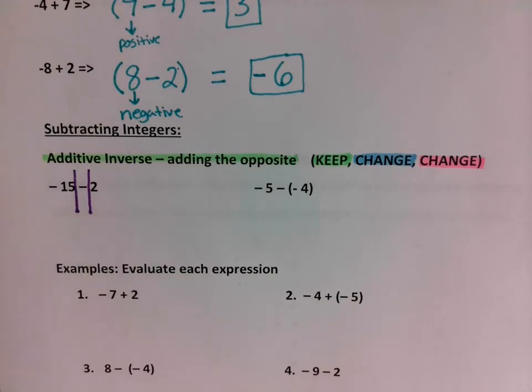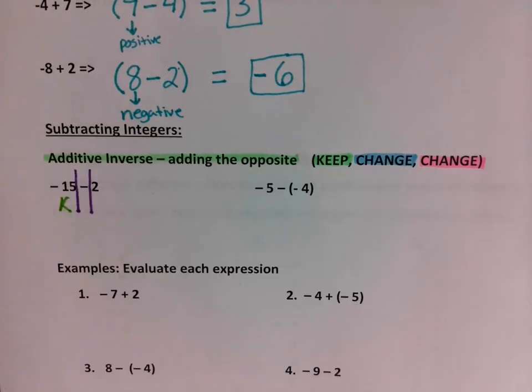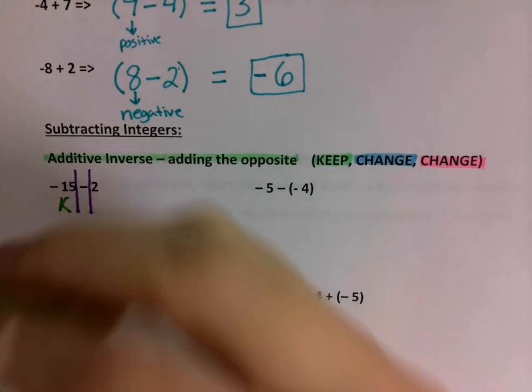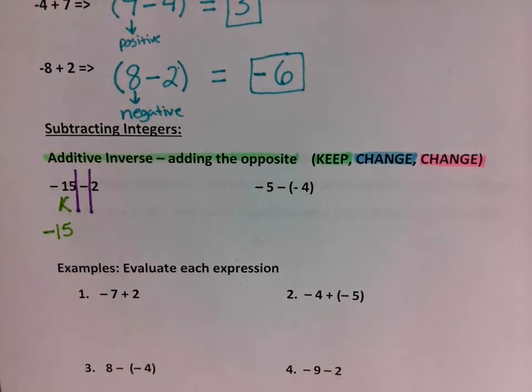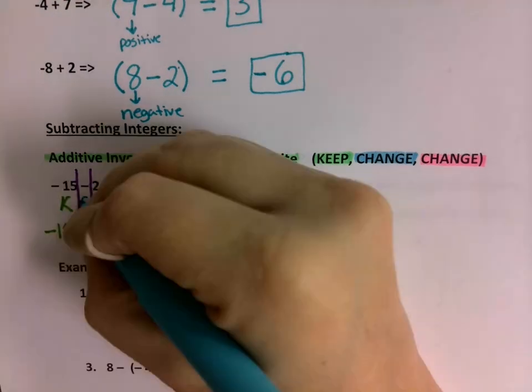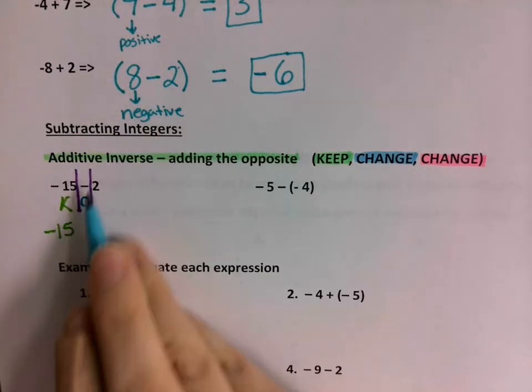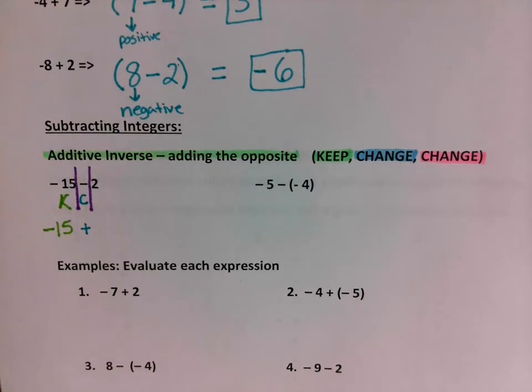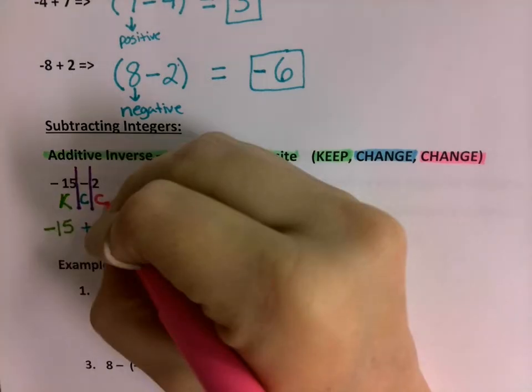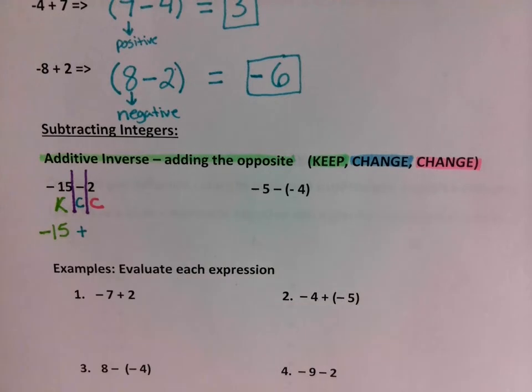So again, my first rule is to keep. I'm going to just put K. I'm going to keep the negative 15 as it is. So it's going to stay a negative 15. Okay. The second part is to change. I'm going to change that minus sign to a plus sign. And then the third part is also to change. So I'm going to change 2 to the opposite. What is the opposite of 2? Negative 2.